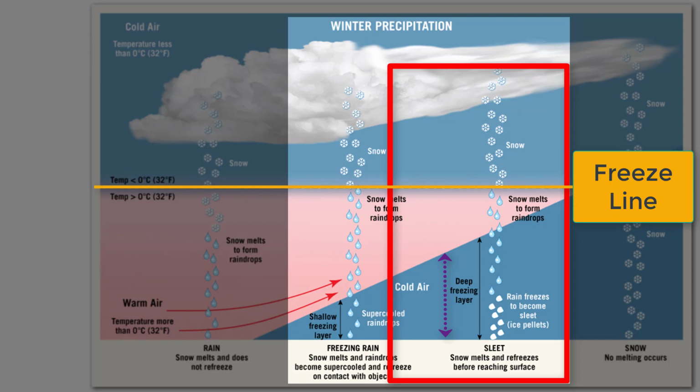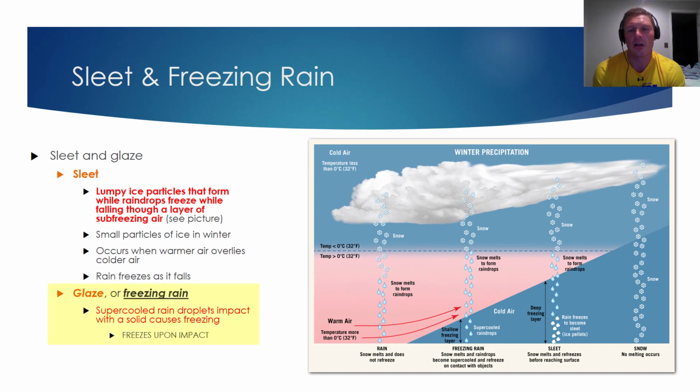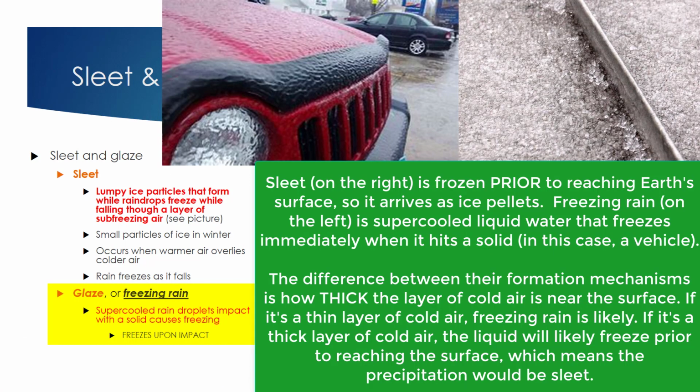Now, if that supercooled raindrop falls through a very thick portion of cold air, it can freeze prior to reaching ground level. And when that happens, we have ice pellets known as sleet. I'll now discuss glaze, which is more commonly known as freezing rain, and it's important to note the very subtle difference between freezing rain and sleet.